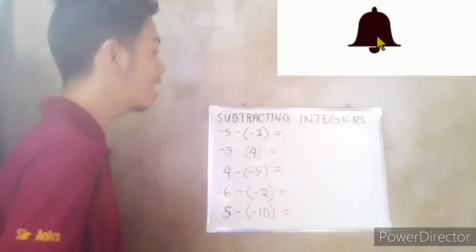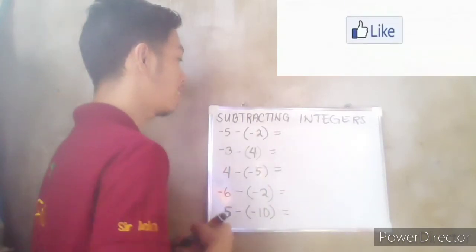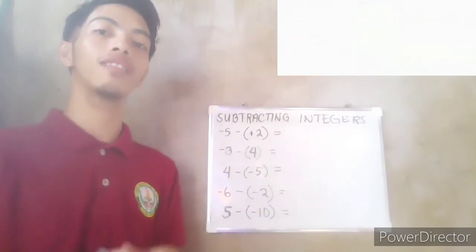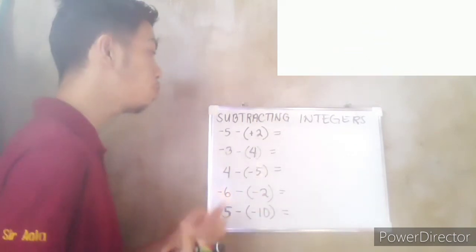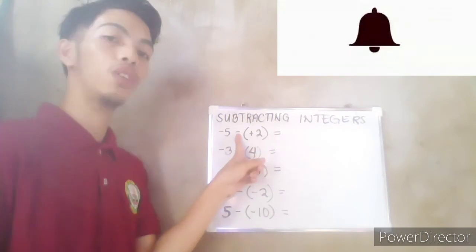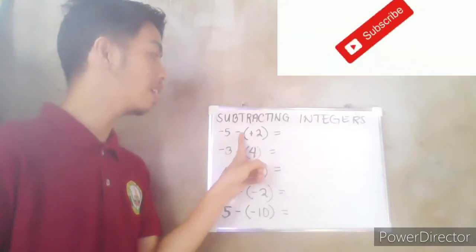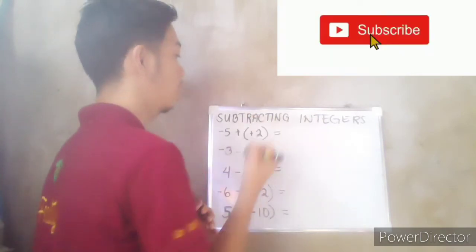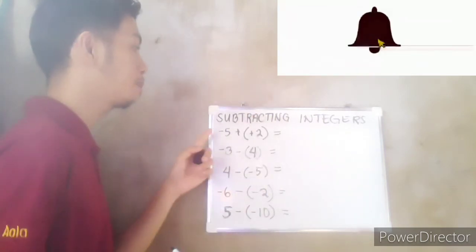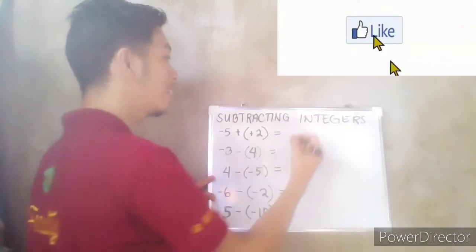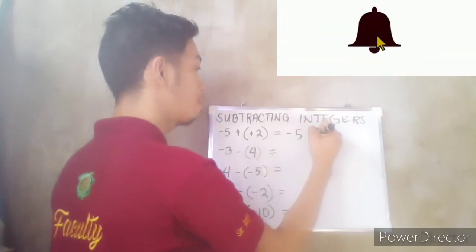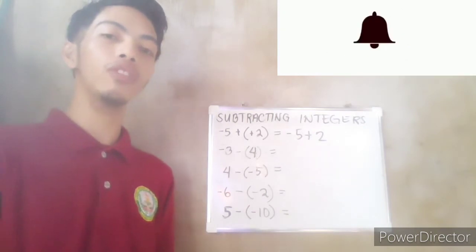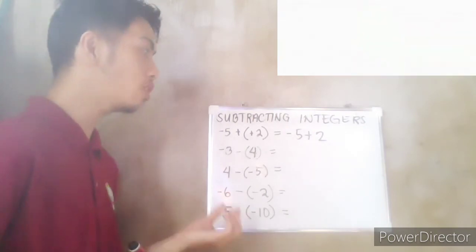So, ang mangyayari, yung negative 2 magiging positive. And then, step number 2, proceed to addition. Okay? Yung negative, yung minus ay magiging plus. Okay. Kung i-rewrite natin siya, magiging negative 5 plus 2. Okay? So now, i-apply na natin yung natutunan natin sa pag-a-add ng integers.